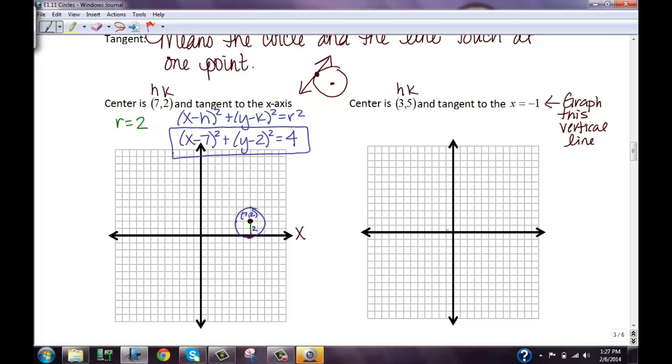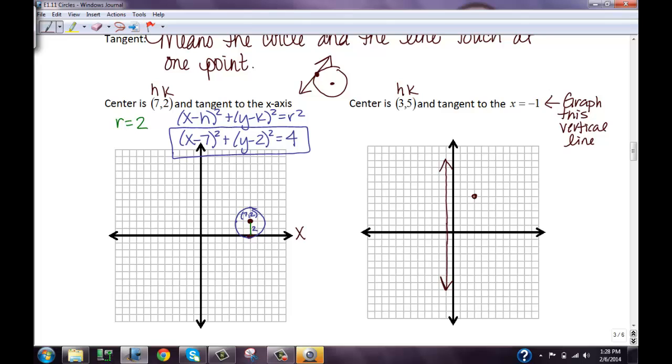So if I go to x equals -1, that's here. So this is just a straight line through x equals -1. Okay, so somewhere on this line, this circle has an endpoint that touches it. So I'm going to graph my center, which is 3, 5. So I'm going to the right 3 and up 5. 1, 2, 3, 1, 2, 3, 4, 5.